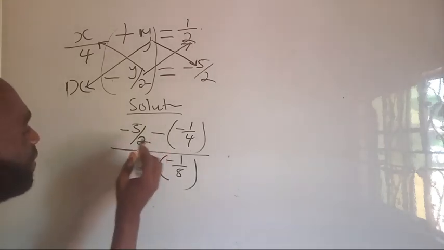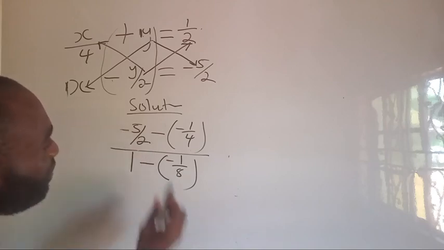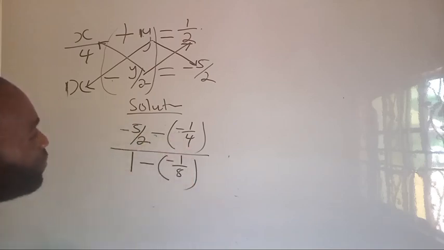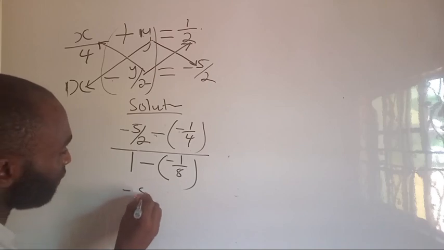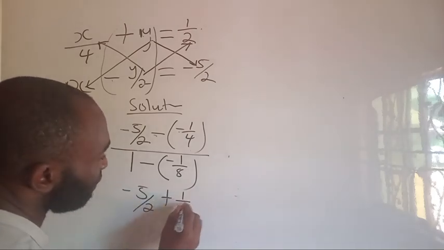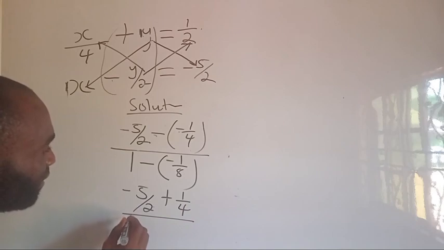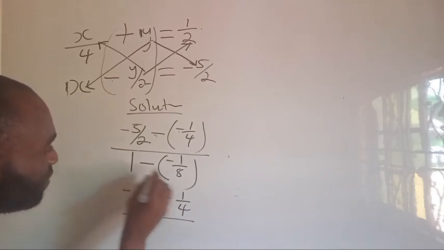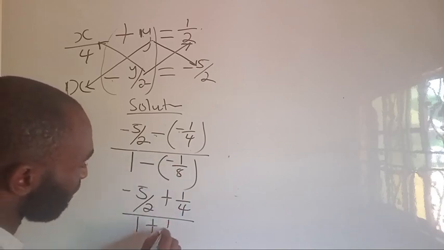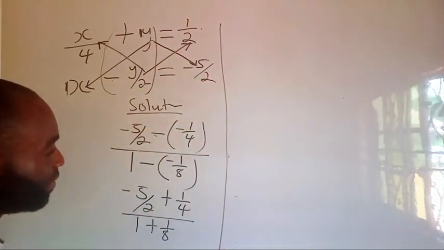So here, this is minus, we open this minus sign. Minus times minus is plus, so that will give us 5 minus 5 all over 2 plus 1 all over 4. Here too, minus times minus, so 1 plus 1 all over 8. So let's continue here.